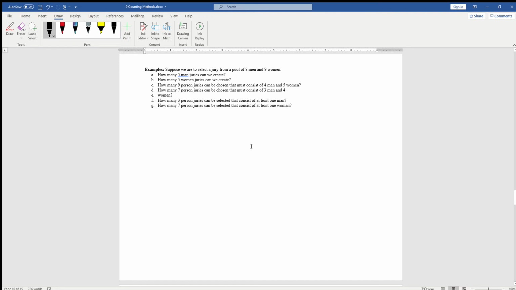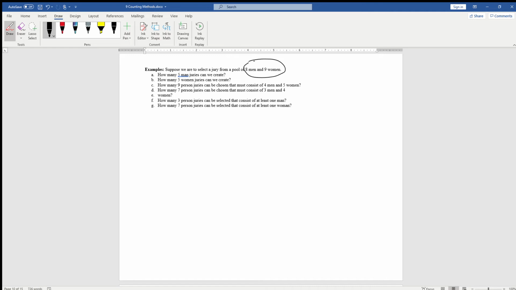So now we're going to take a look at some examples where we have indistinguishable objects. Suppose we were to select the jury from a pool of 8 men and 9 women. I want you to notice that the men and the women, although the groups are distinguishable, the people that make up each group are not distinguishable. We just know that there are 8 men and 9 women. We can't tell the men apart from one another. So in this group, a man just means it's a man, and the 9 women are interchangeable.